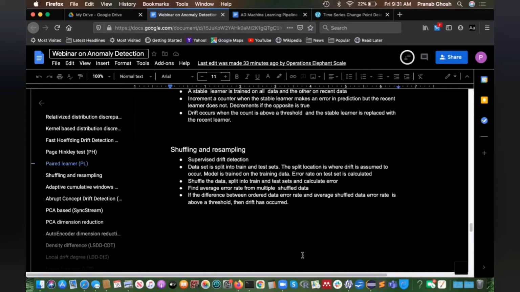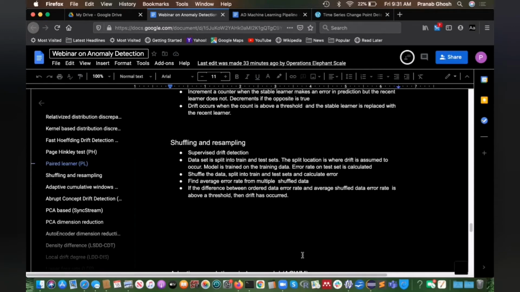Shuffling and resampling. The way this works is that you make an assumption about where the drift may have occurred. Then you split your data with respect to that point. You take the data prior to that point to train a model, and you take the data after the split point as your test data set, and then you find the error.